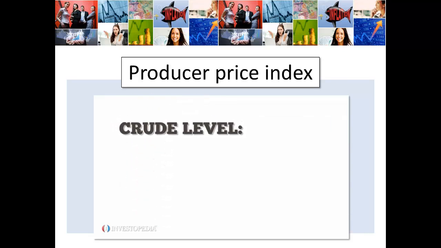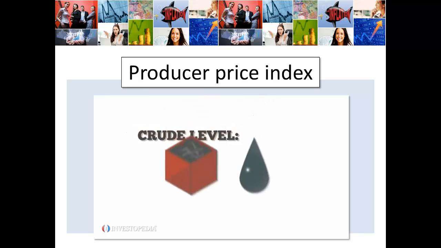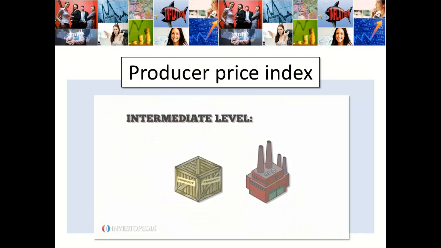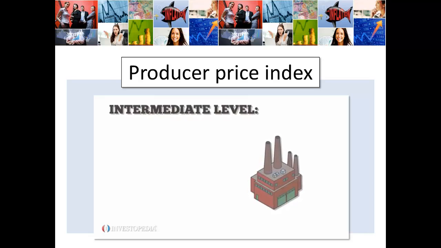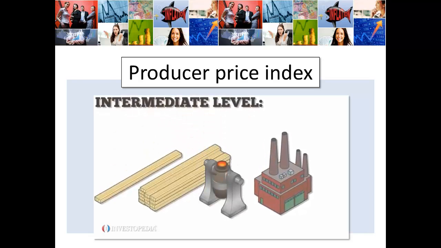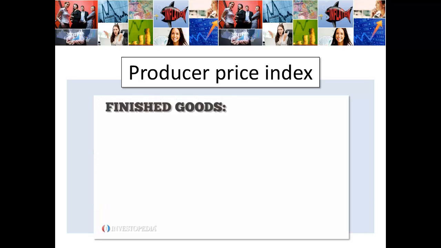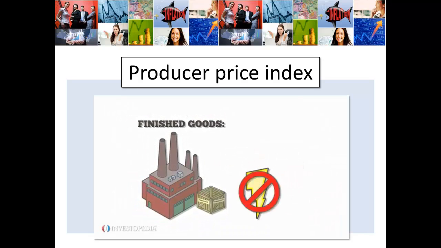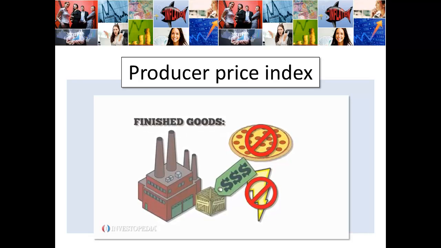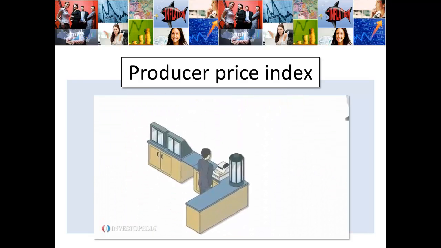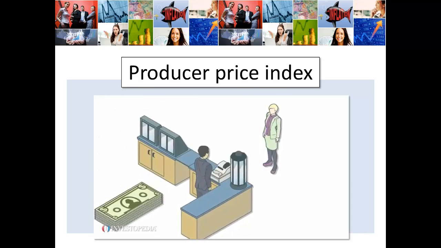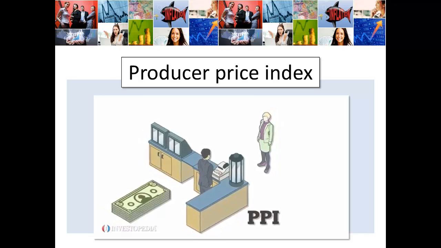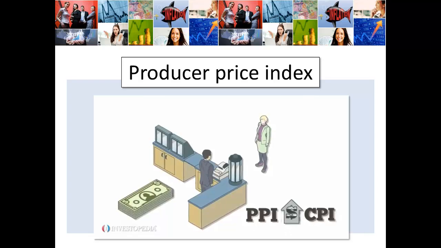The crude level reflects the average price change from the previous month for commodities such as coal and oil. At the intermediate level, goods have been manufactured to some extent and then sold to other manufacturers to create a finished good. Examples include lumber and steel. Finished goods are in the final stage of manufacturing. This is the core PPI, and it excludes volatile items such as energy and food. Its prices are the closest to those paid by end consumers. The Consumer Price Index reveals those prices. Costs retailers incur are usually passed on to consumers, so investors use the PPI to predict the CPI and changes in inflation.